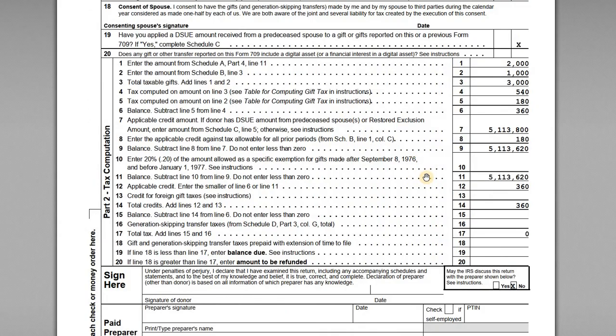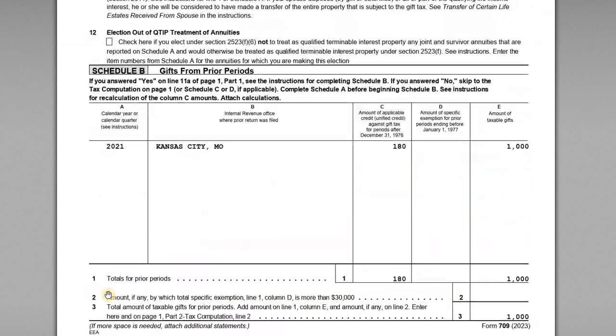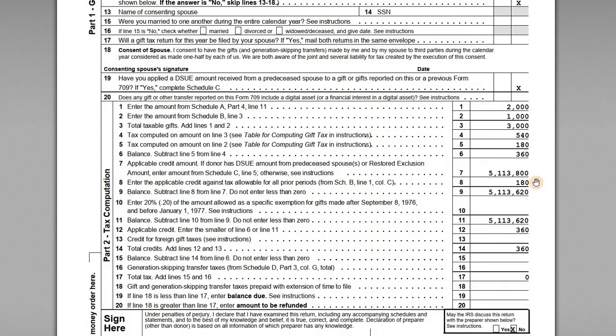So we go back to the tax return instructions. We input $5,113,800 on line 7. And then on line 8, we're entering the applicable credit that was used for the prior periods. So if we go back to Schedule B, line 1, column C, so we have Schedule B, line 1, column C is the amount of credit that was already applied in the prior years. So $180 is reported on line 8. We subtract $180 from the line 7 amount, and we're left with $5,113,620.